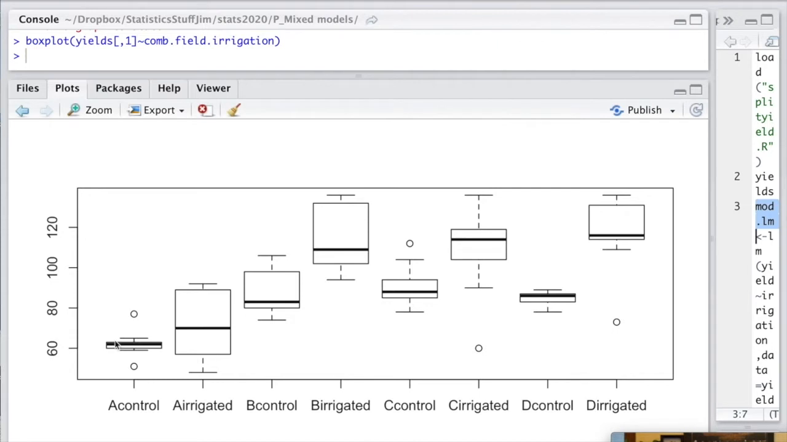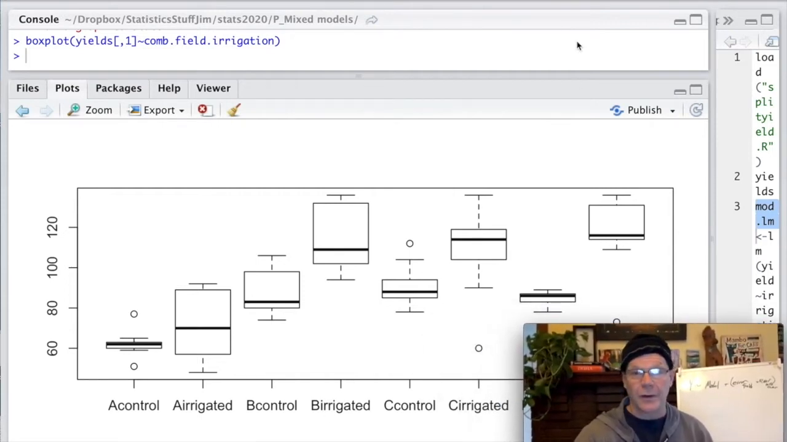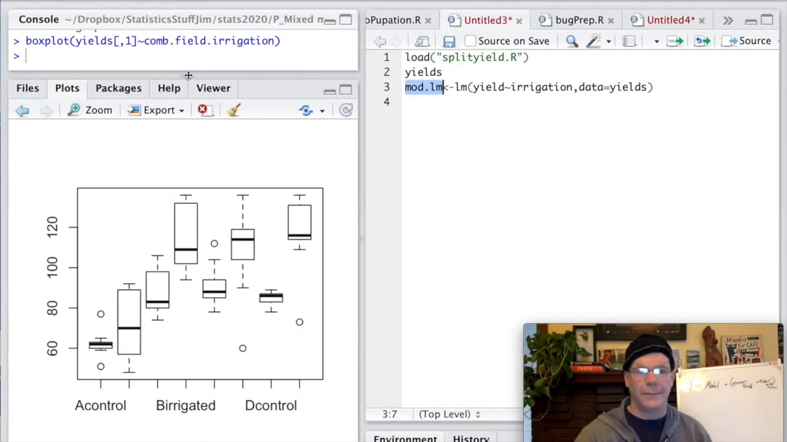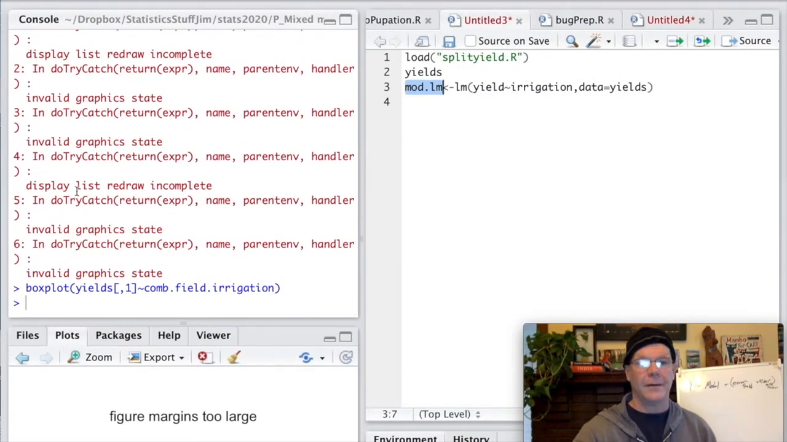And that's the portion of the variation that we are going to want to account for when we're setting it up as a mixed model. And so let me make that small again. Okay.